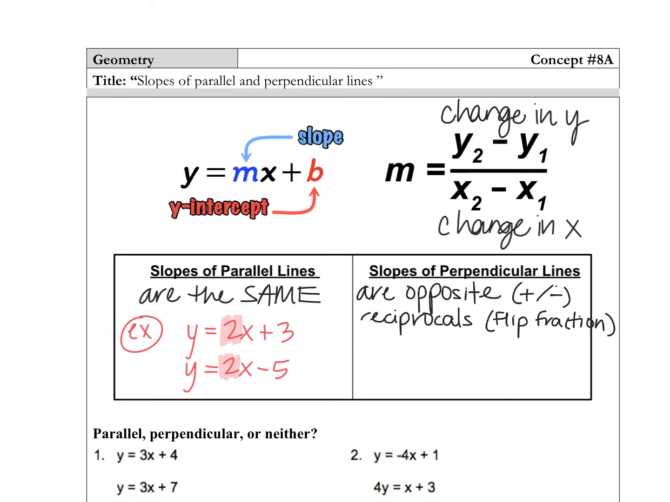So for example, if I have, we'll use the same one, y equals 2x plus 3, then I could have it be perpendicular if it had a slope of, let's see, negative 1/2, because that would change the sign and flip the fraction. The y-intercept does not matter for this. So if you want to make a note, slopes of parallel lines do have to have different y-intercepts. Perpendicular lines do not.